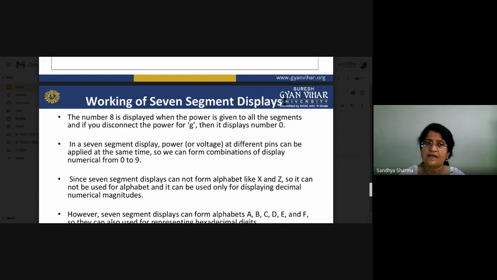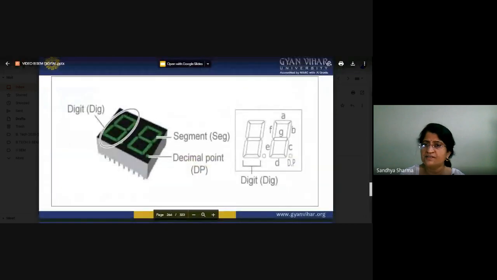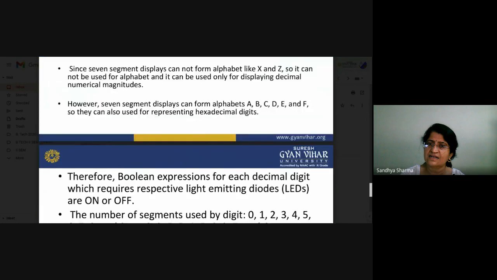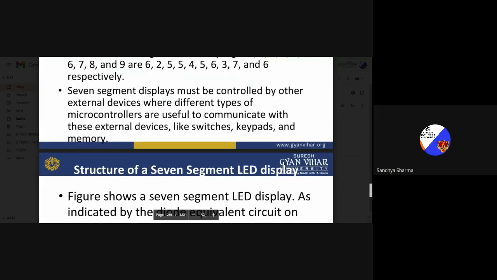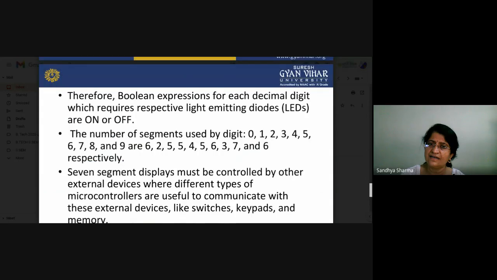And if you disconnect the power of G, then it will display the 0. So if you remove G, or cut G off from your supply, it will be seen as a 0, otherwise it will just look like an 8 shape. So there are different shapes, and this way you can show the numbers 0 to 9 respectively.